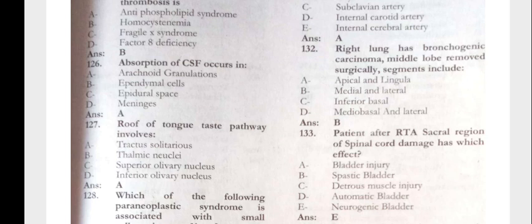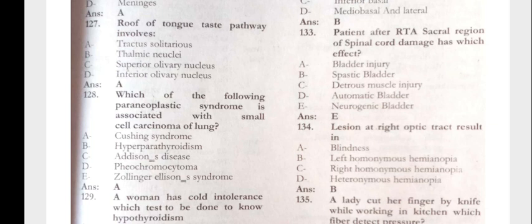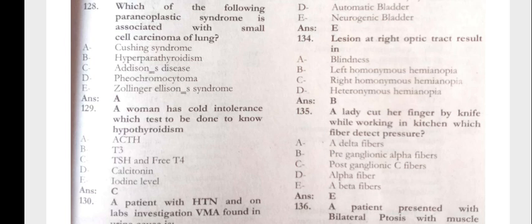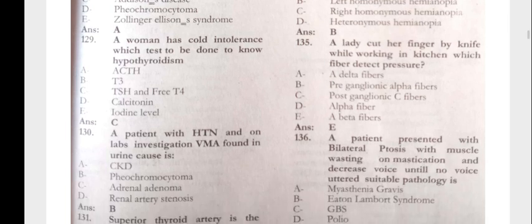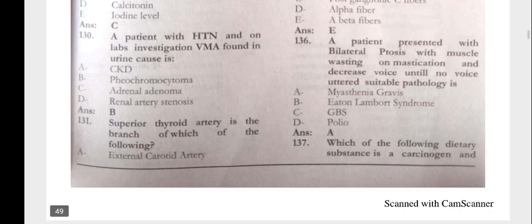Middle lobe removed surgically. Segments include the medial and lateral. The patient after arterial sacral lesion of the spinal cord damage has which effect? There is a neurogenic related lesion at the right optic tract. Result in the left homonymous hemianopia. The lady cut her finger by knife while working in the kitchen, which fiber detects the pressure? That is the A beta fibers.